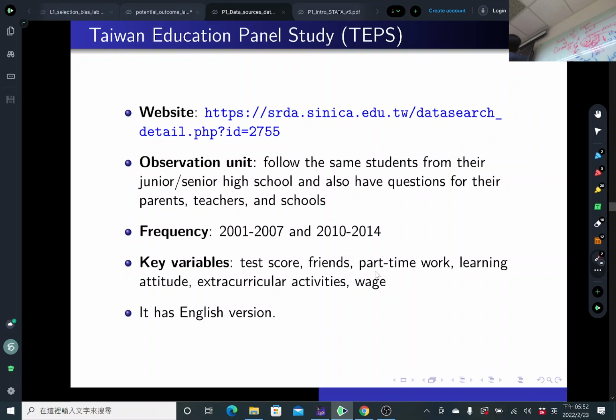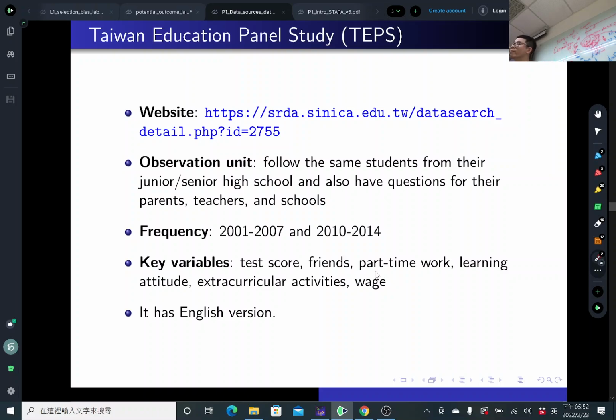And the Taiwan Education Panel Survey, if you are interested in Taiwan's education, they follow the same students when they are in junior high school and senior high school in 2001, and follow them until they have a job. I guess they follow until now. They ask questions about their working experience. So they follow them from their teenage years until they become adults, 30 or 40 years old.